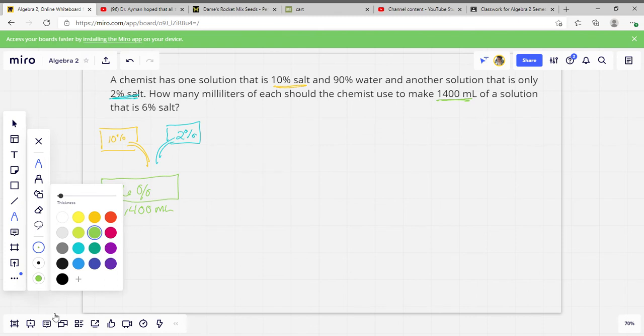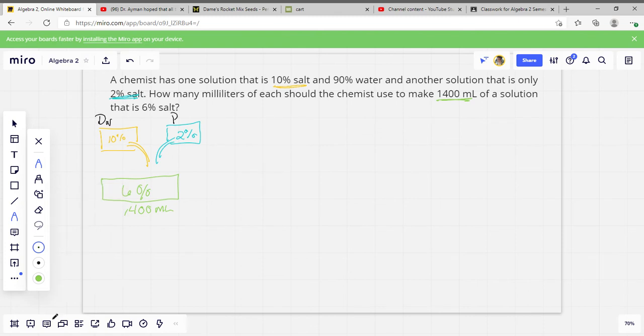Alright, so we're going to name these. This one's going to be our Dn and our Pn. And that would convert to 0.1. That would convert to 0.02. And this would be 0.06. Because when you're changing a percent to a decimal, you would say 6%. You move your decimal point 2 to the left. So you get 0.06.